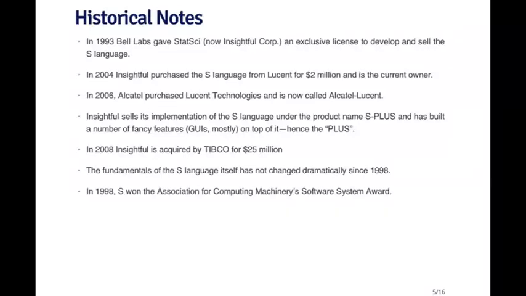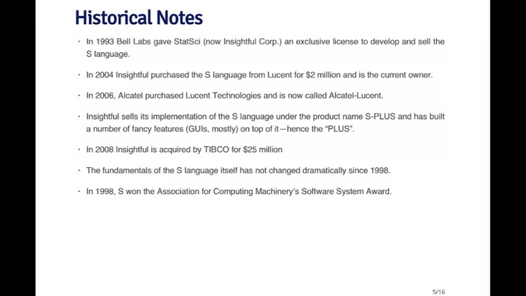So just a little bit more history here. In 1993, Bell Labs gave a corporation called StatSci, which became Insightful Corporation, an exclusive license to develop and sell the S language. In 2004, Insightful purchased the S language completely from Lucent, which was Bell Labs becoming Lucent Technologies, for $2 million and became the current owner. In 2006, Alcatel purchased Lucent Technologies, and it's now called Alcatel-Lucent.